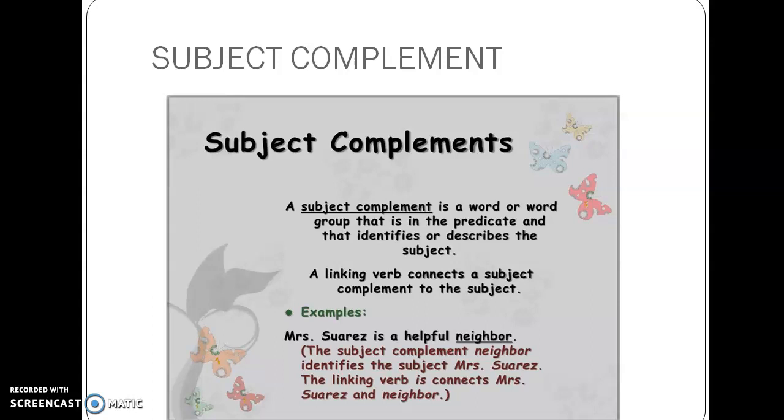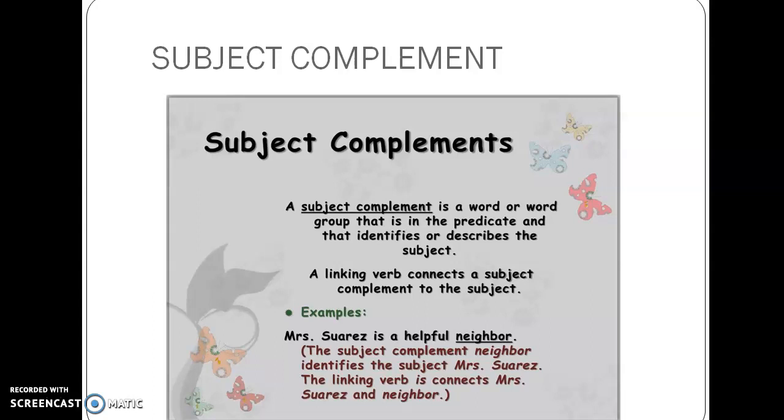Let's see the example. Mrs. Suarez is a helpful neighbor. The subject complement neighbor identifies the subject Mrs. Suarez. The linking verb is connects Mrs. Suarez and neighbor. So remember, subject complement is always connected with the subject using a linking verb like is, am, are, was, were. These are the linking verbs majorly.